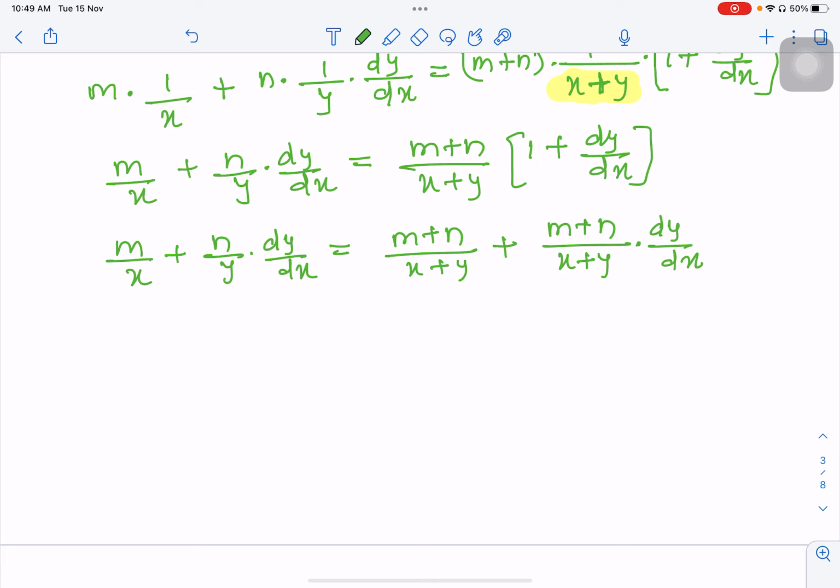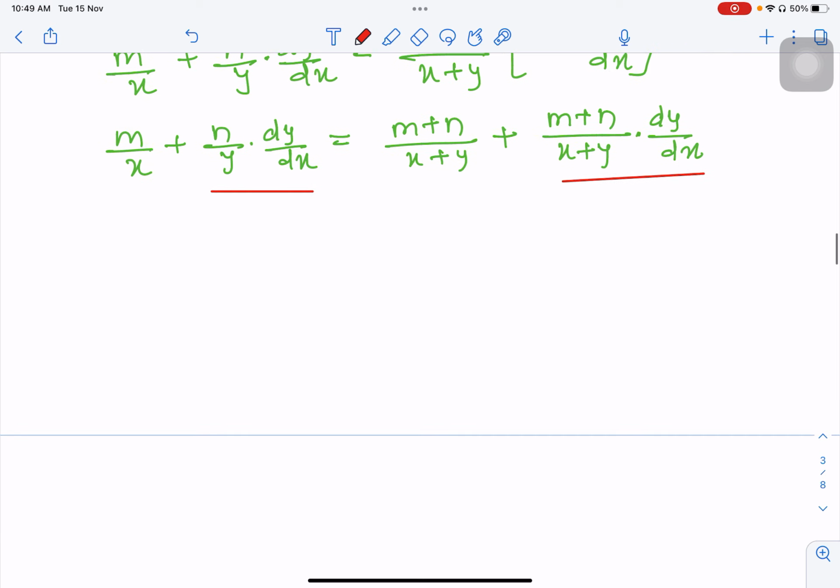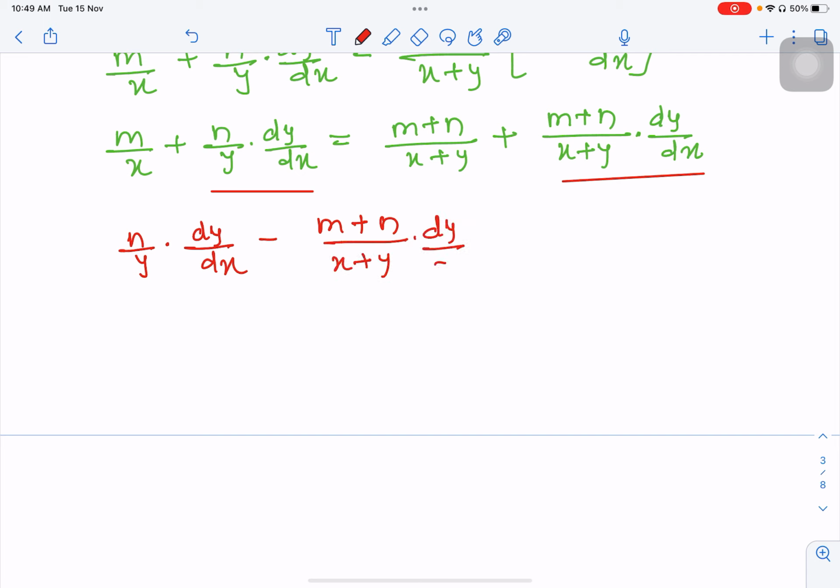Now our aim is to find the value of dy by dx. We can see that dy by dx is here as well as here. So we will bring these two terms together. So n by y times dy by dx, this term will come to this side, so the sign will change. We'll have m plus n over x plus y times dy by dx. Similarly, we will send the other term to the right hand side. So we'll have m plus n over x plus y minus m over x.